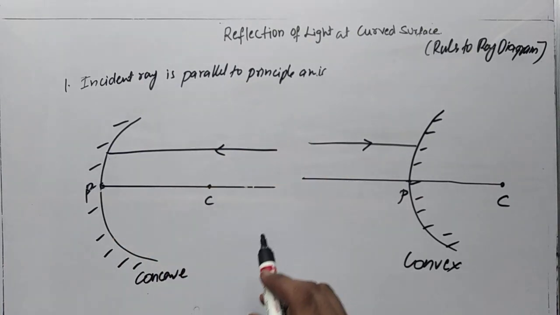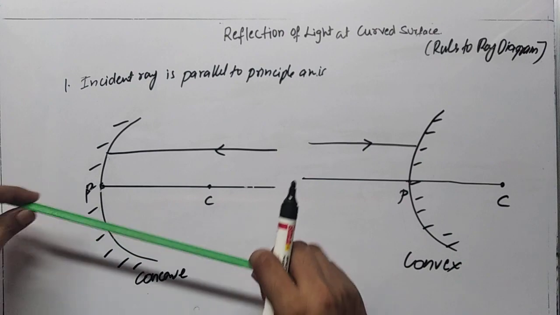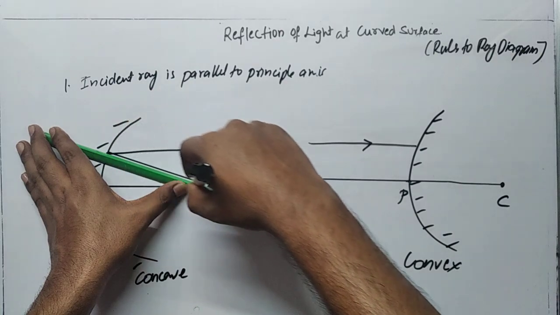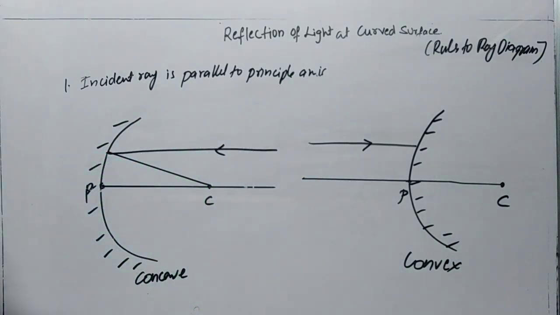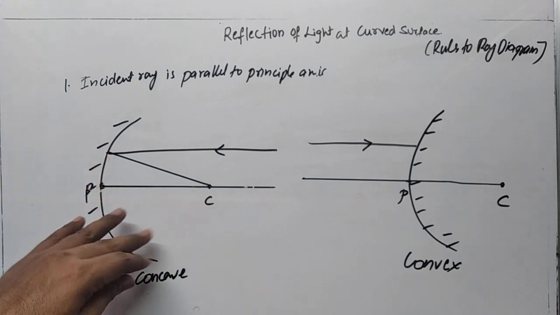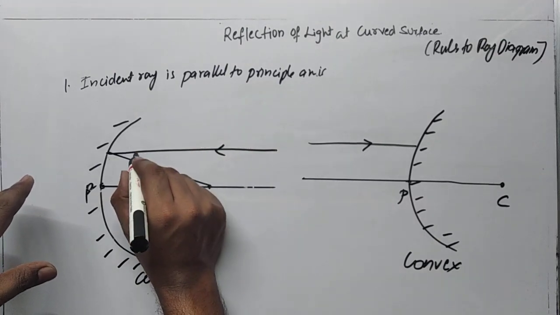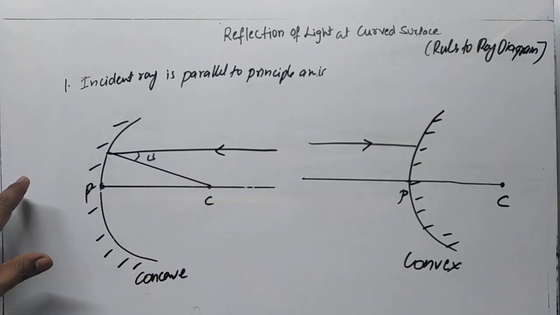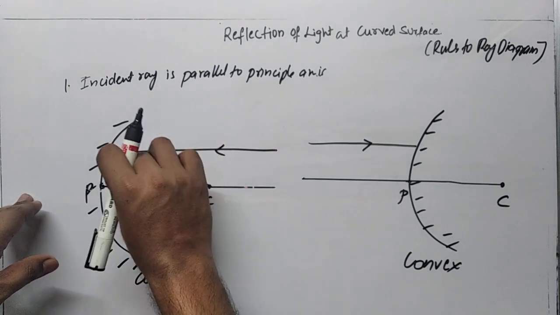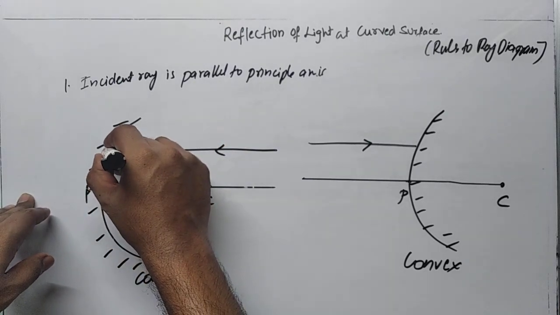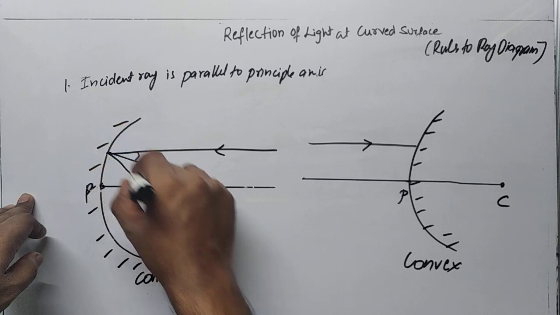Okay, so what happens? We have to apply the law of reflection. Any line from the center of curvature to this point is known as the normal, and this law of reflection is applicable for spherical mirrors too. So this is an incident ray, this is the normal, and the angle between the incident ray and the normal is known as the angle of incidence. The angle of reflection will be equal to the angle of incidence, because this follows the law of reflection, so this ray will pass through a point on the principal axis.